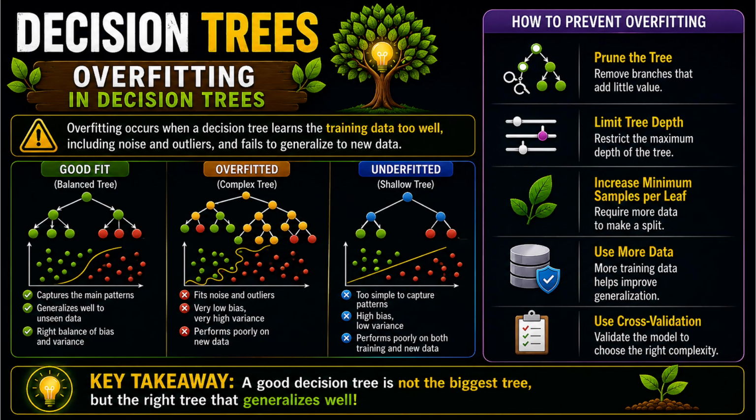So how to prevent this? Prune the tree, removing branches that add little value. Limit the tree depth by restricting the maximum depth of the tree. Increase minimum samples per leaf, so you require more data if you want to make a split. Use more data, adding more training data so that you can improve the generalization, and also use cross validation.